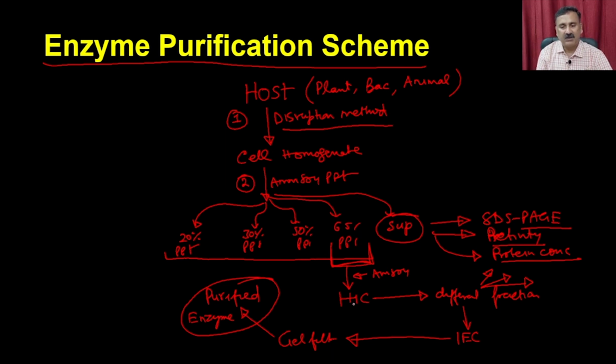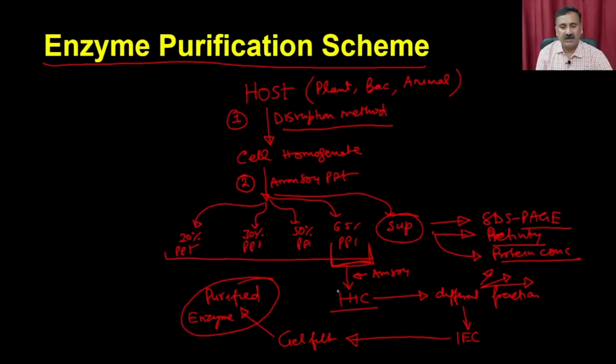And then from this fraction, you can do the hydrophobic interaction chromatography, because the major advantage of the HIC just after the ammonium sulfate precipitation is that you don't have to waste the time for the dialysis. Because if I want to do the ion exchange chromatography after the ammonium sulfate precipitation, I have to dialyze and remove the salt, right? So that is not required for HIC.